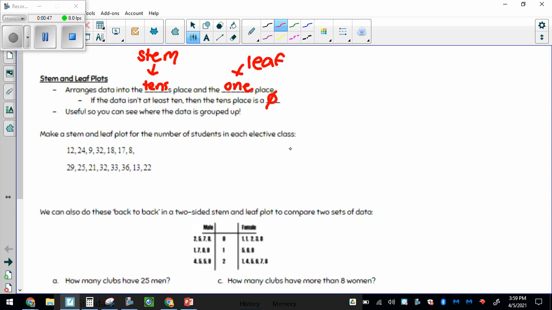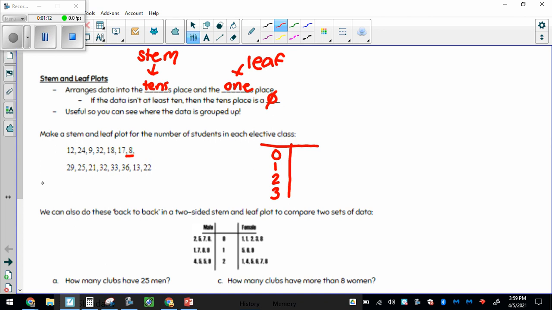All right. So here we've got a stem and leaf plot that we need to make. So 12, 24, 9, 32, and so on. Now, I can tell that the lowest number here is going to have a stem of 0 or a leading digit of 0. And then we go all the way up. We've got things in the 10s, the 20s, and all the way up into the 30s.